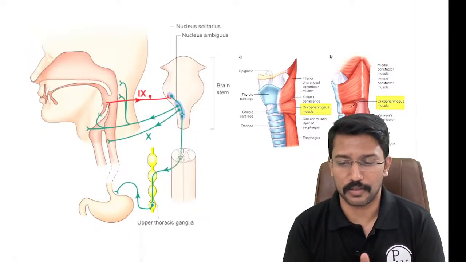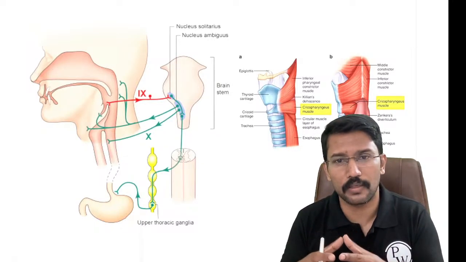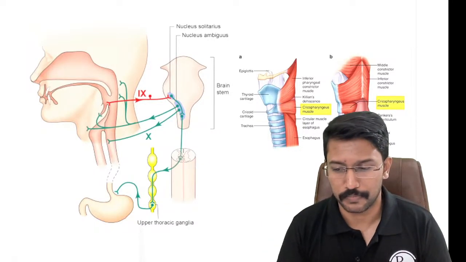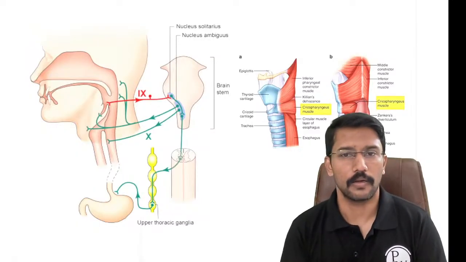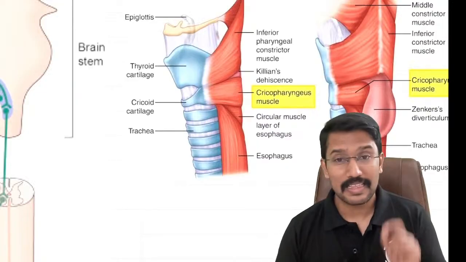Upper esophageal sphincter. No, the 7th nerve has nothing much to do with the upper esophageal sphincter. Okay, so please remember, the upper esophageal sphincter is formed by 3 muscles.